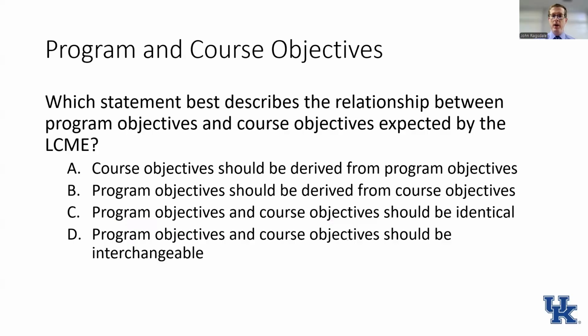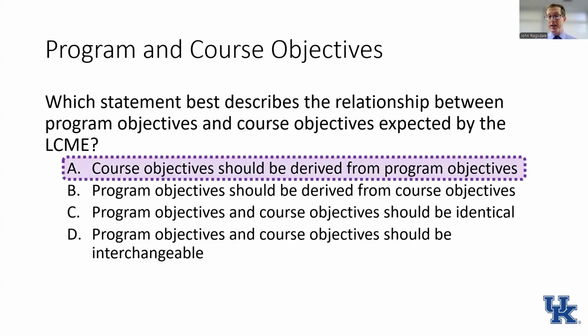Okay, another question to test yourself. Which statement best describes the relationship between program objectives and course objectives? So we talked about two different levels of learning objectives. What's the relationship between those, at least the way the LCME envisions it? Is it course objectives should be derived from program objectives? Is it the opposite, that program objectives should be derived from course objectives? Is it that those two should be identical, or that they should be interchangeable? What do you think?